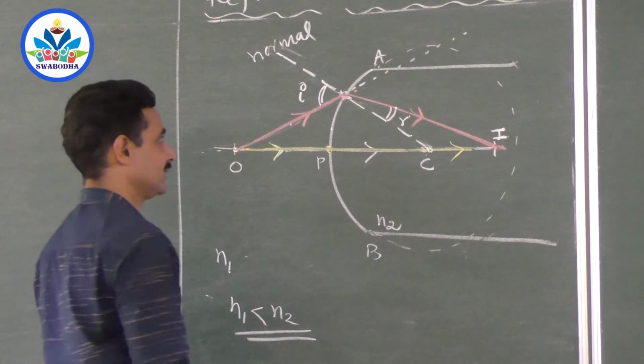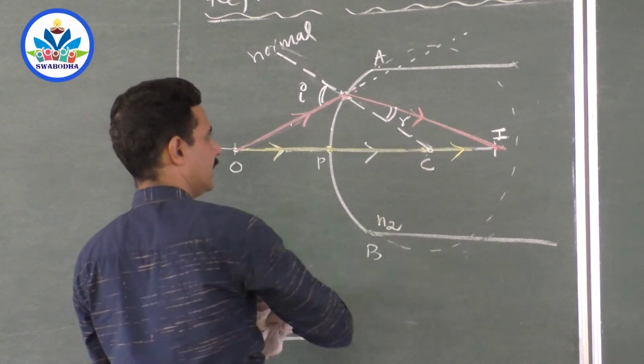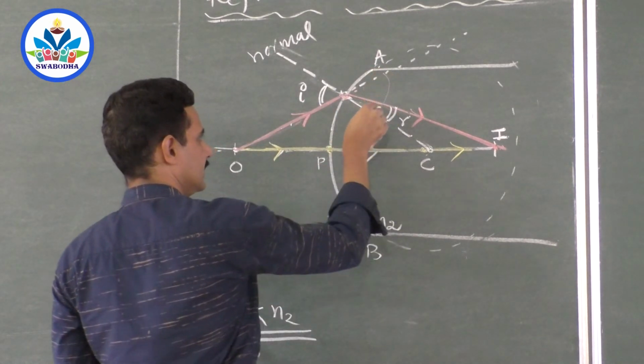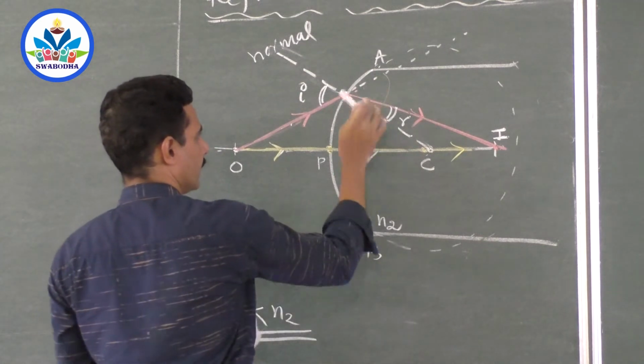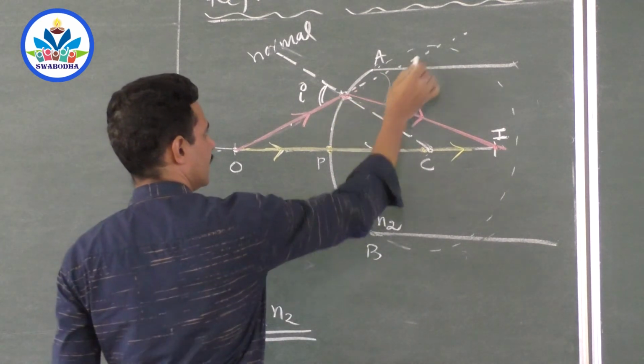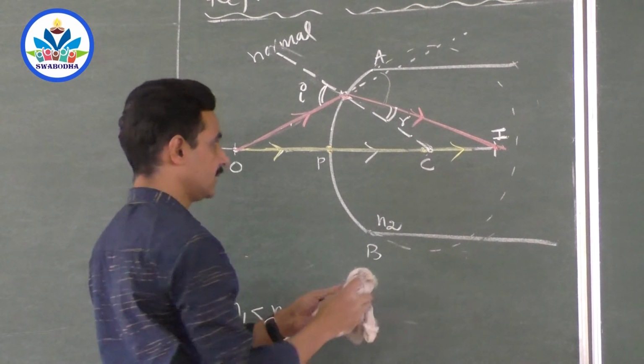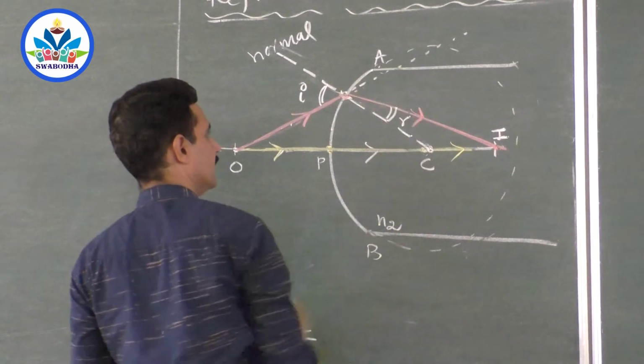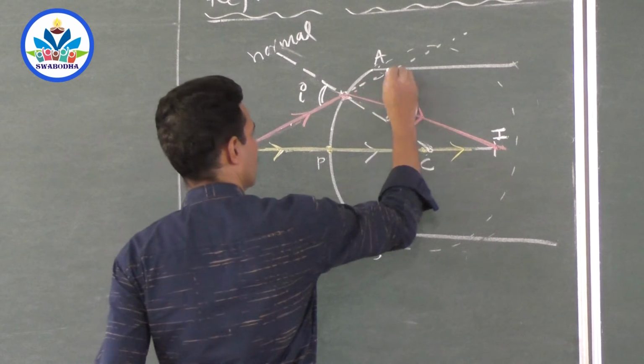Now this original direction is not needed for me. Of course, if I want to measure the angle of deviation, this is needed. This is the angle of deviation, between the original direction and final direction, but for the time being it is not needed. So angle of incidence and angle of refraction we have written.